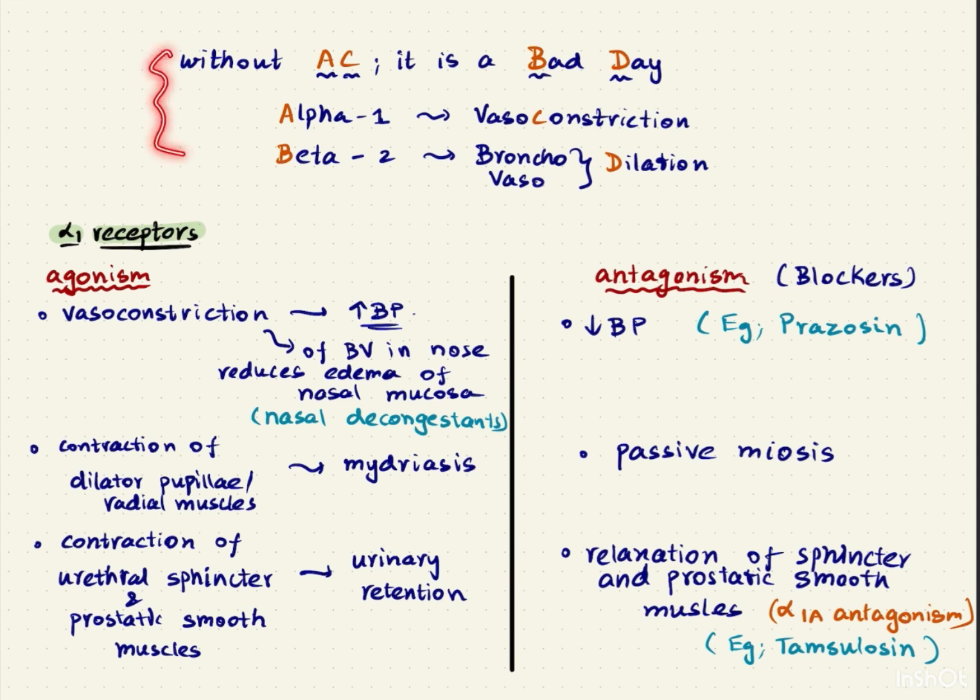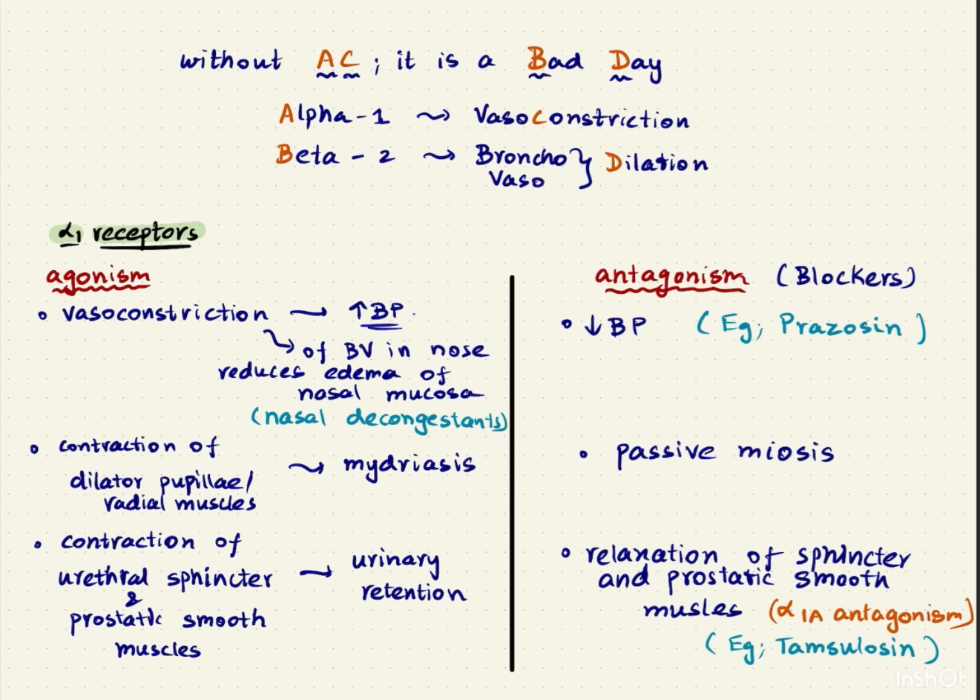Now, have a look at this memory trick here. Without AC, it is a bad day, right? This should help you remember that stimulation of alpha 1 receptors causes vasoconstriction, and stimulation of beta 2 receptors causes broncho- and vasodilation, right?